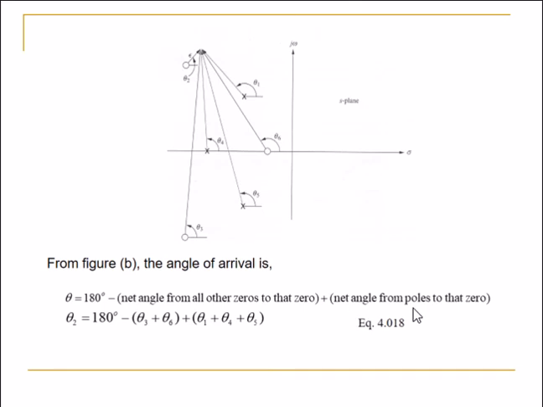Okay, the net angle from poles to that zero. So here we have pole to zero, pole to zero, and pole to zero. So we have theta 1 plus theta 4 plus theta 5.